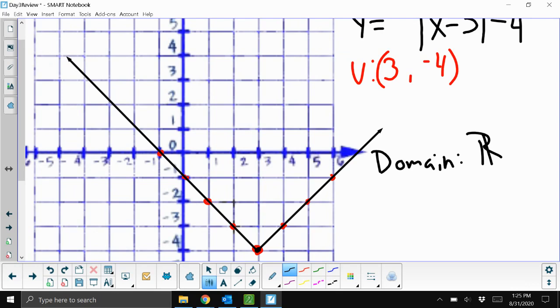Now the range is just like the quadratics we did. Since this one's opening up, that means it's going to be y is greater than or equal to our k value of -4, because that's the low point there. All right, so not too bad, right?